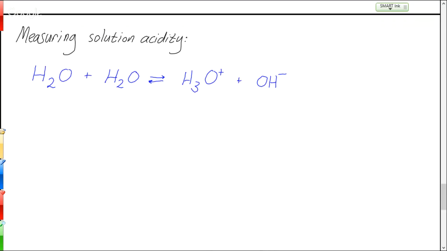This happens in water, but it happens only a little bit because we know water is mostly not ionic. And if we try to conduct electricity through water, it doesn't really conduct electricity for pure water. So that means that if we were to draw these arrows, it's really more like a little bit forward and mostly backwards, mostly like that.